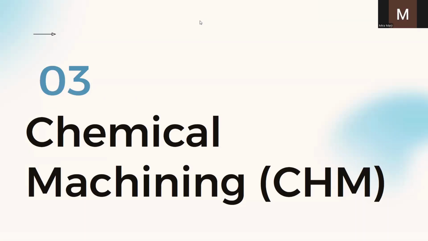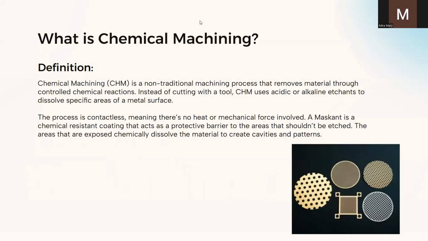So, chemical machining. Defining chemical machining, it's a non-traditional machining process that removes material through controlled chemical reactions. Instead of cutting with a tool, chemical machining uses acid or alkaline etchants to dissolve specific areas of a metal surface. The process is contactless, meaning there's no heat or mechanical force involved. A maskant is a chemical resistant coating that acts as a protective barrier for the areas that shouldn't be etched. The areas that are exposed chemically dissolve the material to create cavities or patterns.